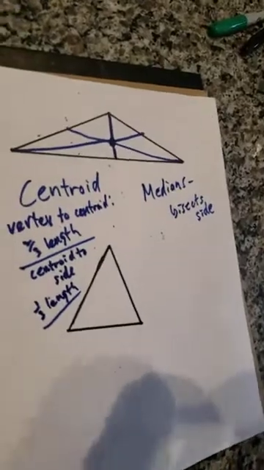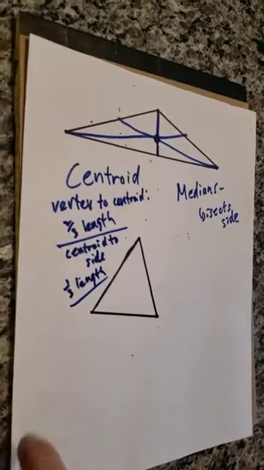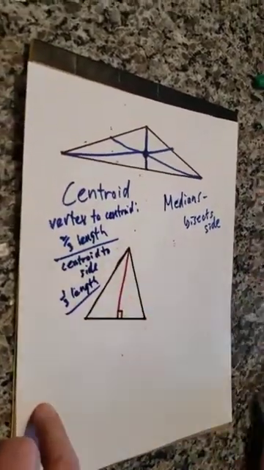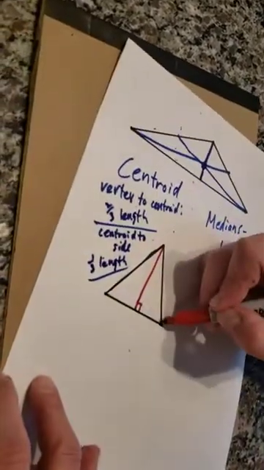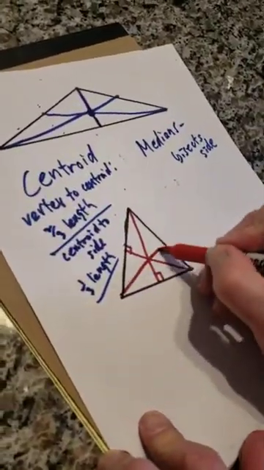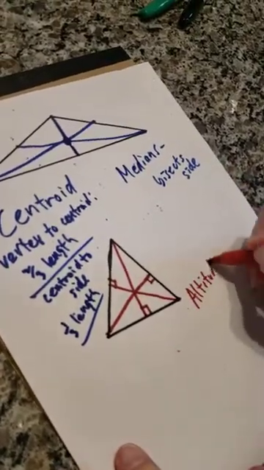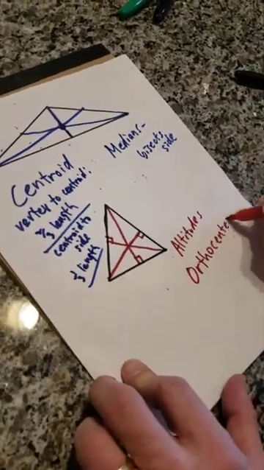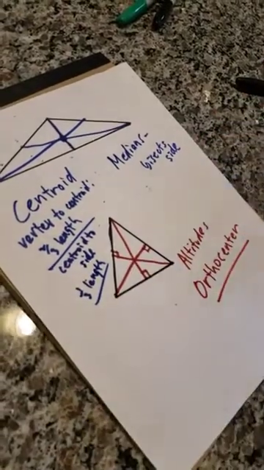Now, the last thing that we're going to talk about in this video, this is again at the beginning of chapter 5, is made up of altitudes. And you'll remember that an altitude is a perpendicular to a side. We use altitude to mean height in a lot of cases. And so we're going to draw 3 altitudes here. And what we've created is called an orthocenter. An orthocenter is the point of concurrency for 3 altitudes in a triangle.